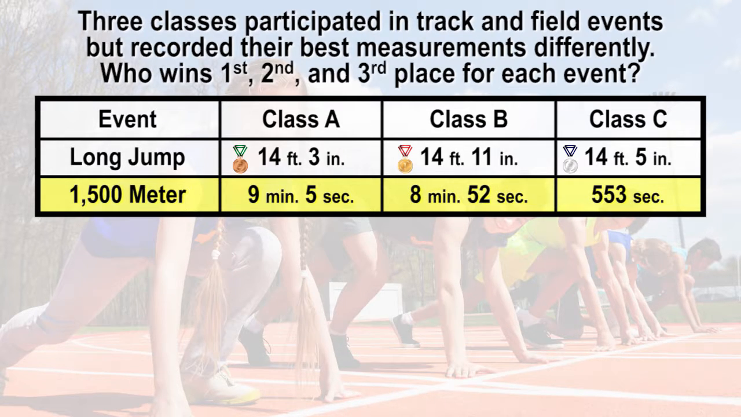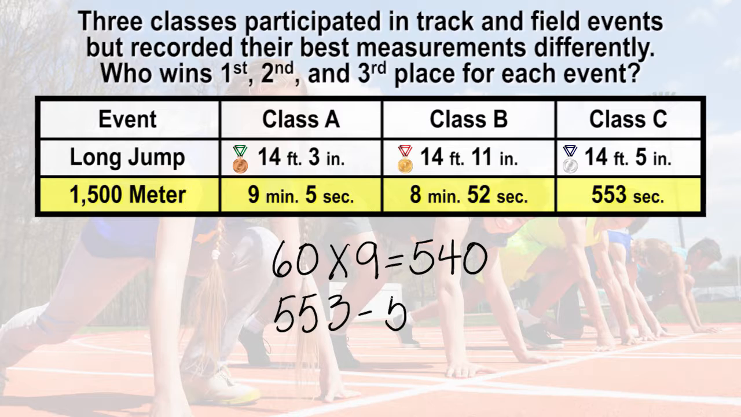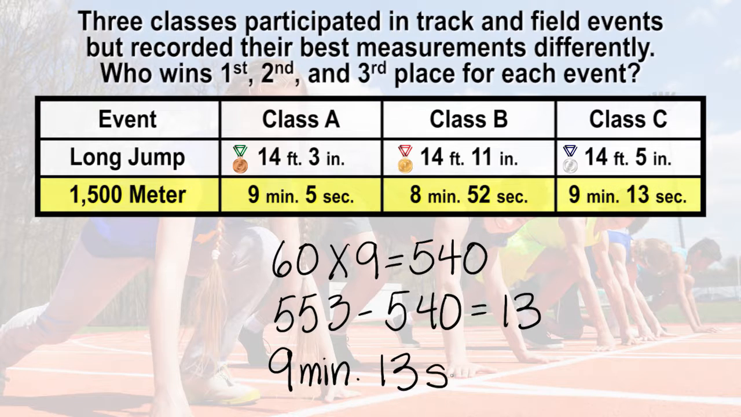Now let's look at Class C's time of 553 seconds. We need to find how many groups of 60 are in 553. We know that 60 times 9 is 540. We can see the difference between 540 and 553 is 13. So 553 seconds is the same as 9 minutes and 13 seconds. Now it's easy to determine the winners. Class A's time was 9 minutes 5 seconds, Class B's time 8 minutes 52 seconds, and Class C's time was 9 minutes and 13 seconds.